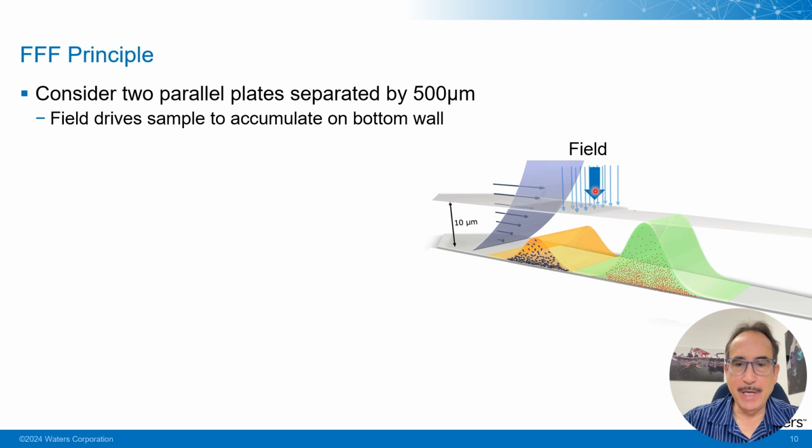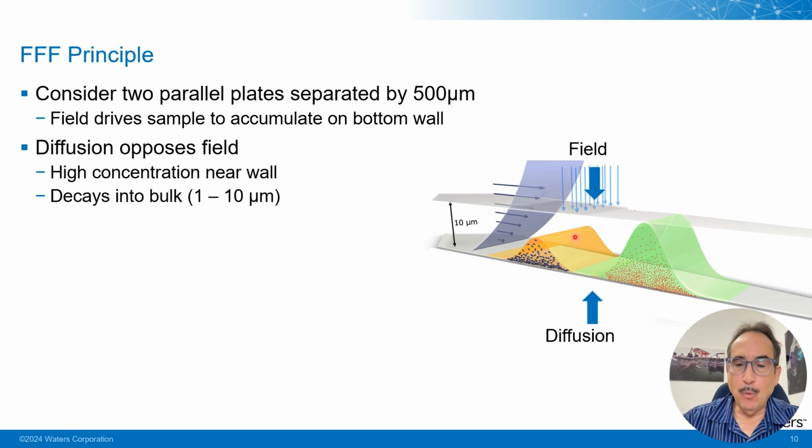You apply a field, and with the asymmetric flow, that field is simply the Stokes force pushing down on the particles. The fluid goes through the membrane, and the particles cannot, so they start to pile up or get concentrated near the accumulation wall. Now, whenever you have a high concentration in one location and a low concentration elsewhere, diffusion will act to counteract that, and you'll get a diffusive flux that tries to drive the samples off the accumulation wall. And eventually you'll reach an equilibrium where the field and the diffusion balance each other.